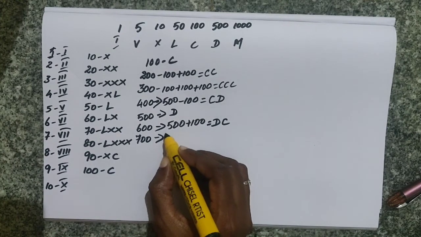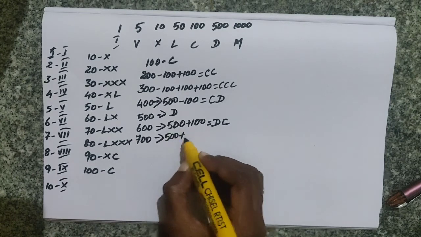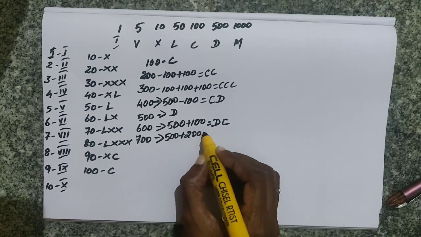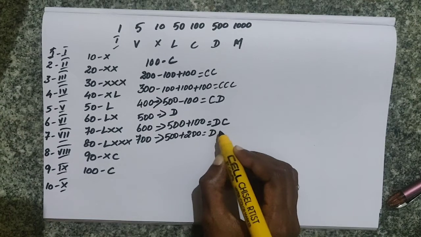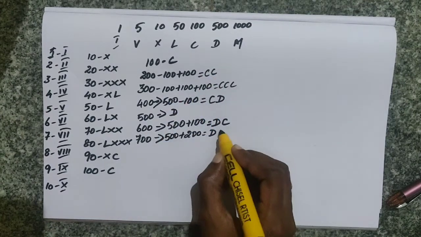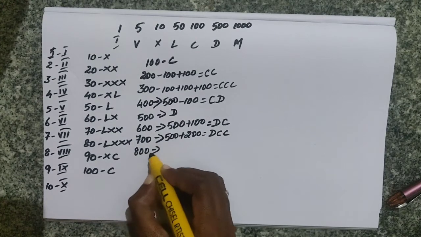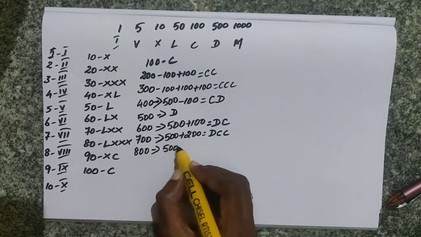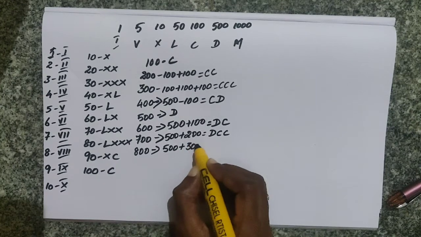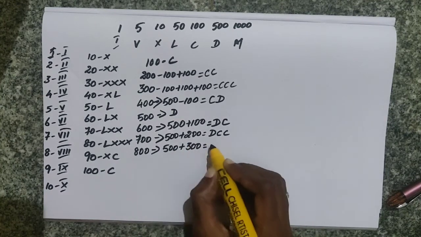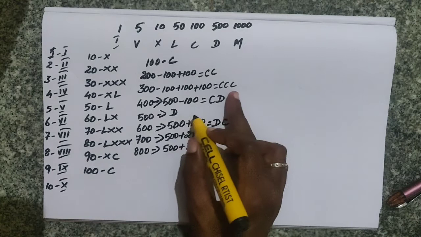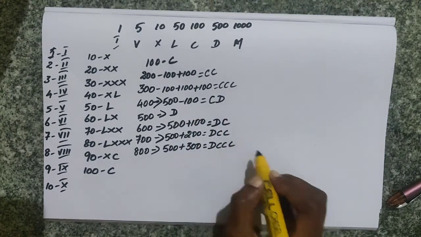Now 700 will be 500 plus 200. So 500 is D, 200 is double C. Again 800. 800 is 500 plus 300. So 500 is D, 300 is triple C.